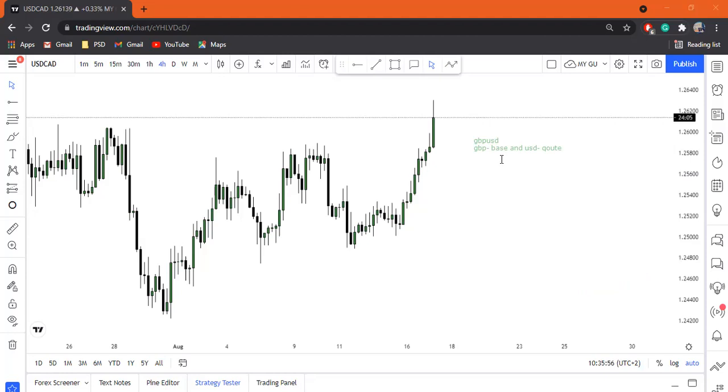So let's write our notes. Long position, same as buy, and short position is the same as sell.